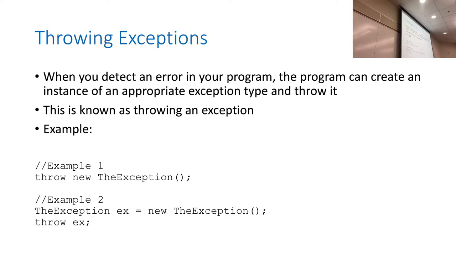So that's the try-catch block. The other side of that coin is throwing exceptions. If an exception occurs, we know how to deal with it. But if an exception should occur, how do we create one? An example.